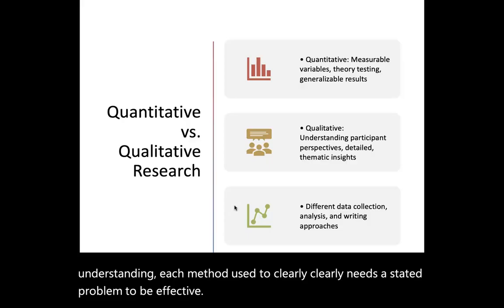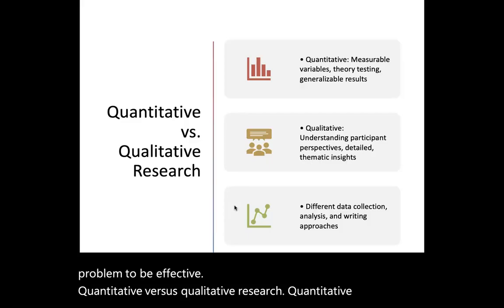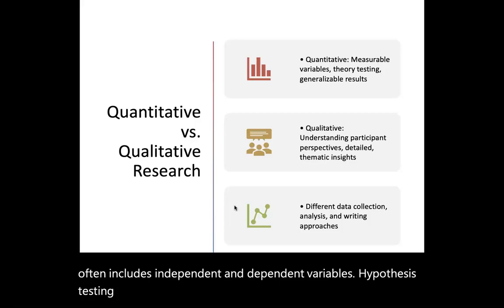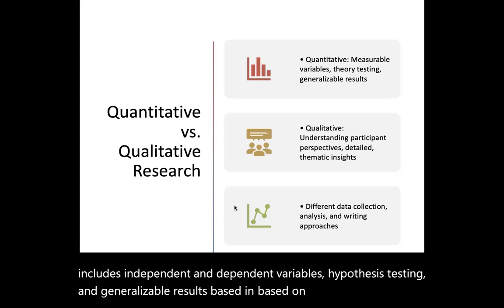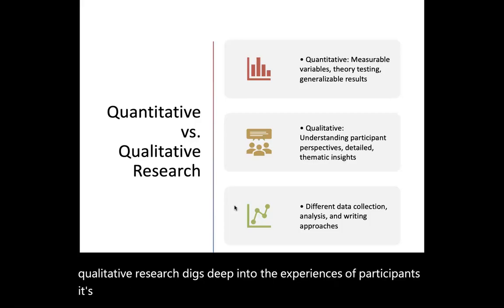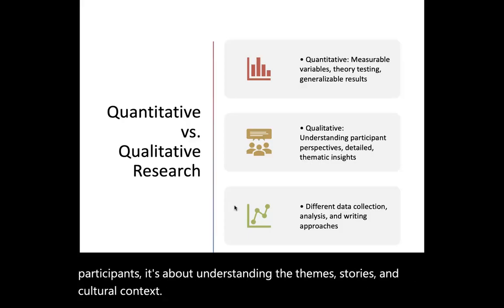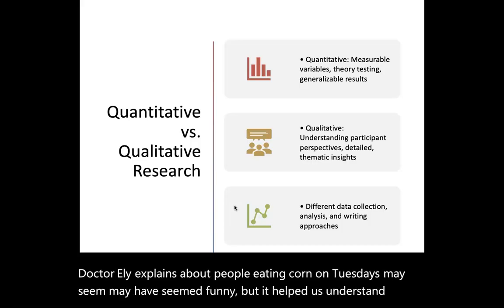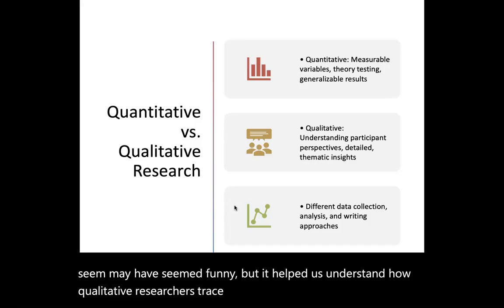Quantitative versus qualitative research. Quantitative research often includes independent and dependent variables, hypothesis testing, and generalizable results based on sampling, while qualitative research digs deep into the experiences of participants. It's about understanding the themes, stories, and cultural context. Dr. Ely explains that people eating corn on Tuesdays may have seemed funny, but it helped us understand how qualitative researchers trace behaviors back to the root causes of social norms.